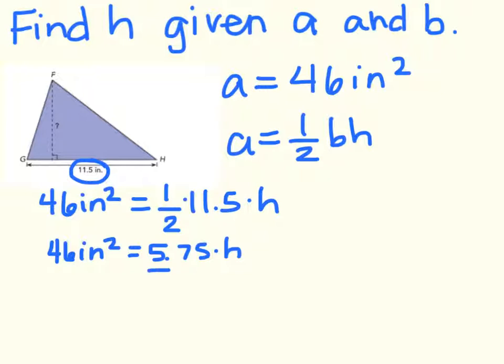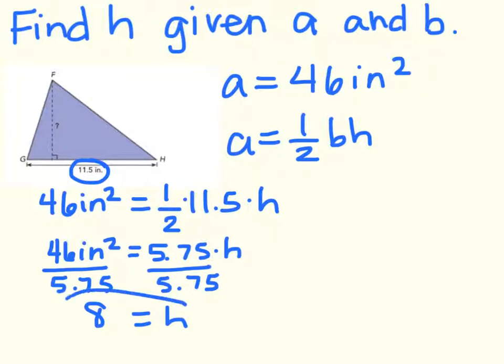Now we divide both sides of our equation by 5.75 in order to isolate h so we can solve. And that gives us an answer of 8. 5.75 goes into 46 inches 8 times. Yes, I did use my calculator. It's okay to use your calculator on these problems, okay guys? So the height of our triangle is 8 inches.